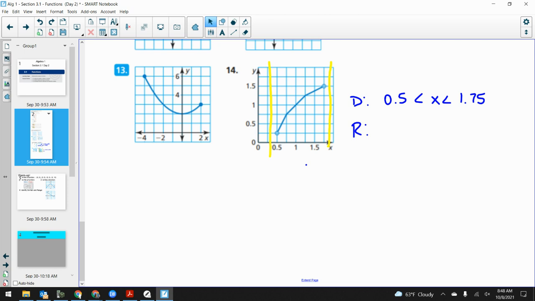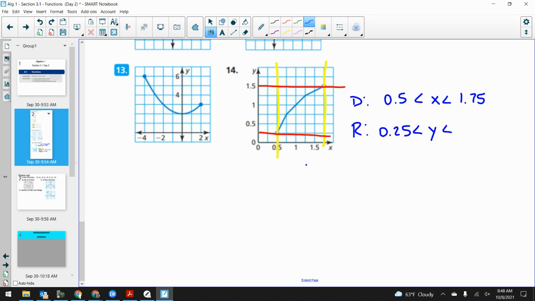I do the same thing for the range. Let me put those back. And now we'll talk about the range going from here to here. My lowest point, 0.25, use my y value, my highest point, 1.5. And that's my answer. Okay, what questions?